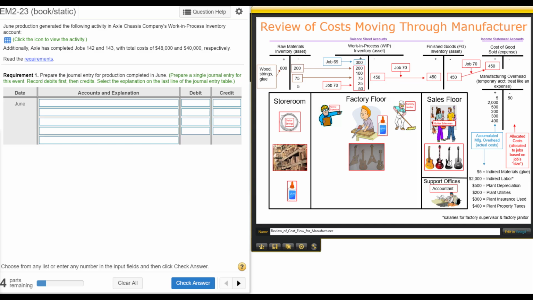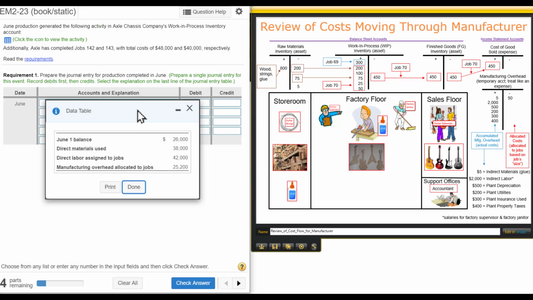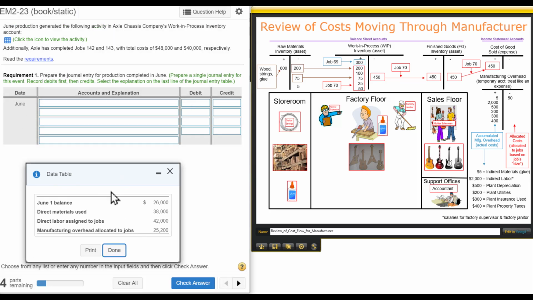19-23. We're going to record the completion and sale of manufactured goods. June production generated the following activity in Axle Chassis Company's work in process inventory account. So this box represents the information in the work in process inventory account. Remember, this is the inventory that is being built. In this case, looks like we build axles.